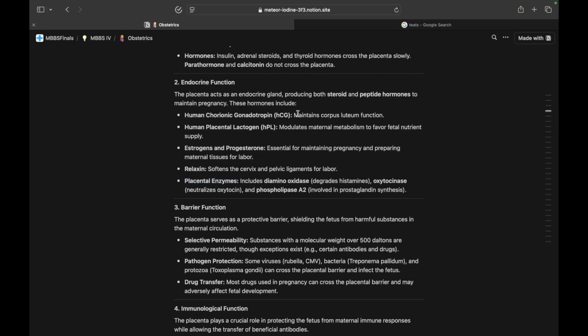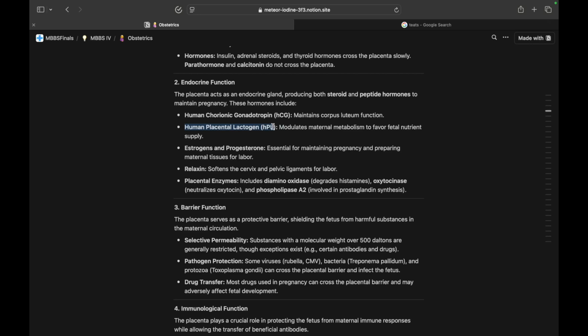First one, HCG maintains the corpus luteum. So, the corpus luteum, as you may know, is initially very important to maintain the pregnancy. So, what HCG helps in is maintaining this corpus luteum to maintain the initial part of the pregnancy.